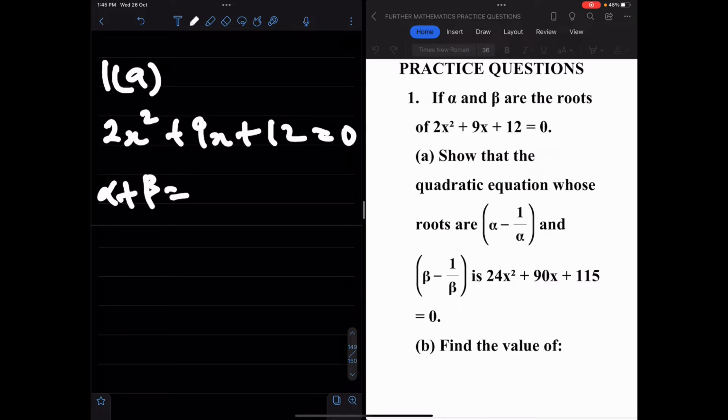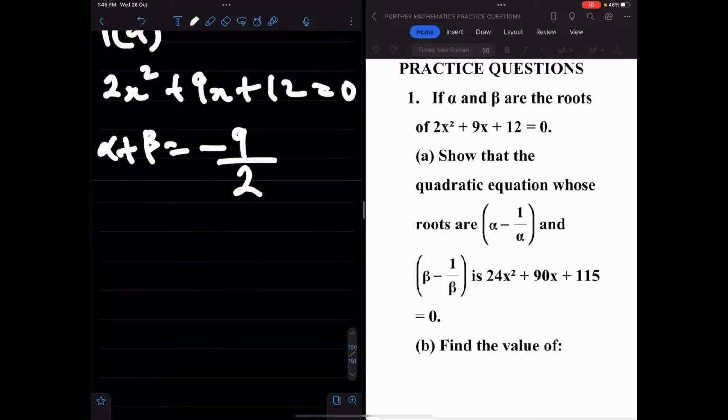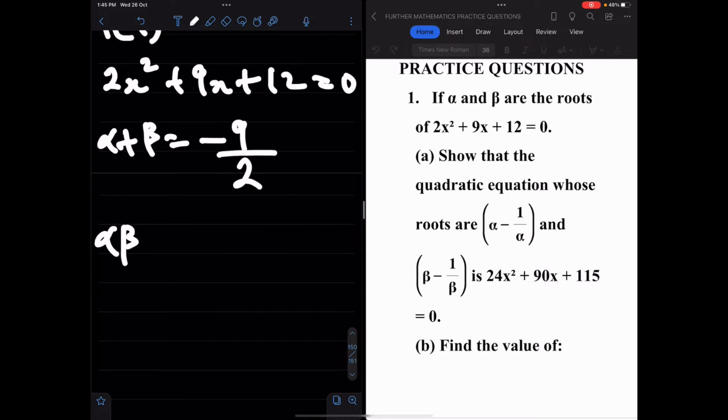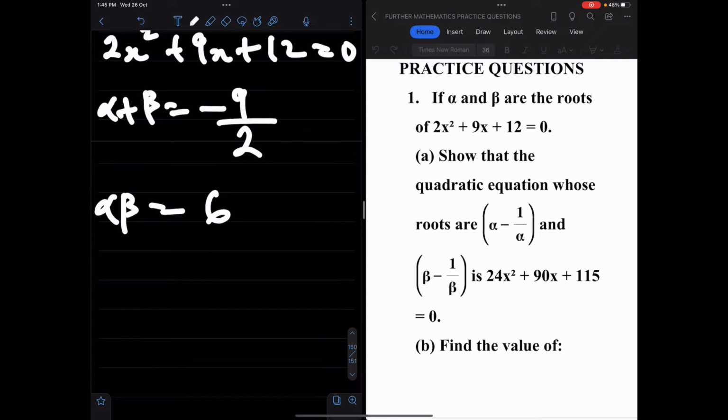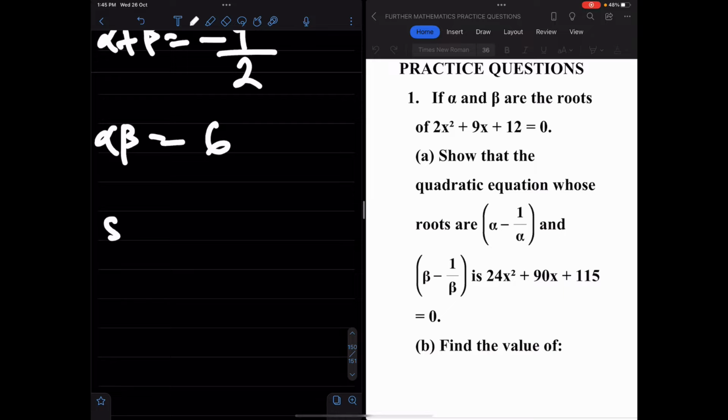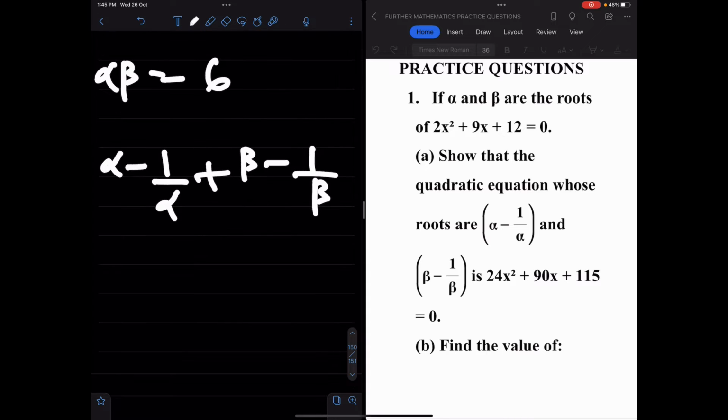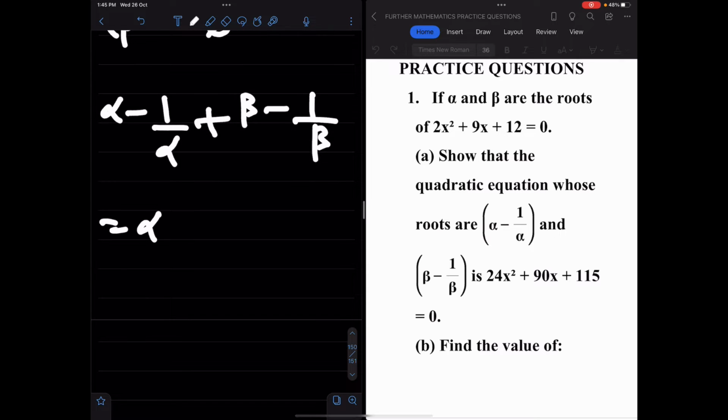Alpha plus beta is minus b over a, and that's minus 9 over 2. Alpha beta is c over a, which is 12 over 2, and that's 6. Now the sum of the new roots is alpha minus 1 over alpha plus beta minus 1 over beta, which is equal to alpha plus beta minus 1 over alpha minus 1 over beta.